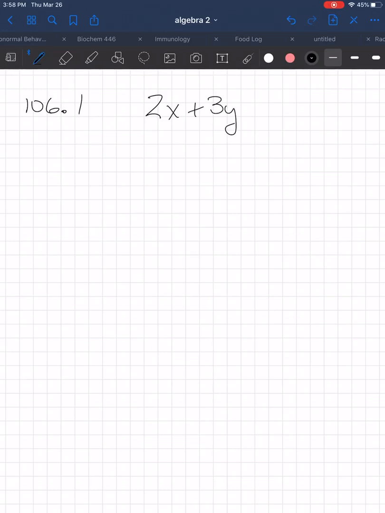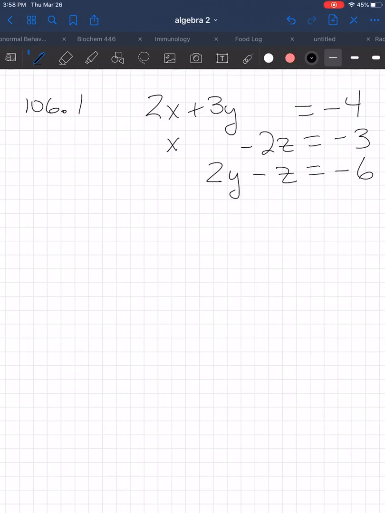So 2x plus 3y equals negative 4. You notice I left a little space because it's missing the z. And I left space here because it's missing the y. And here I leave the space for the x because it's missing the x. I'm looking back to make sure that I copied this correctly because I sure don't want to have a sign error or anything else in here before I start working this.